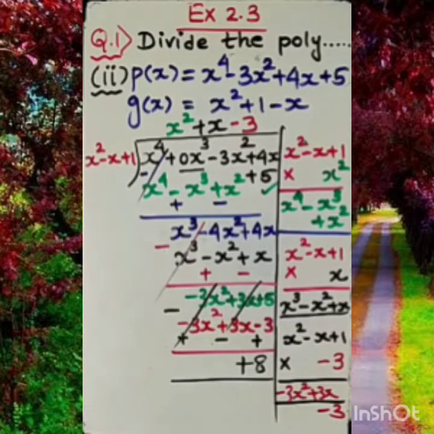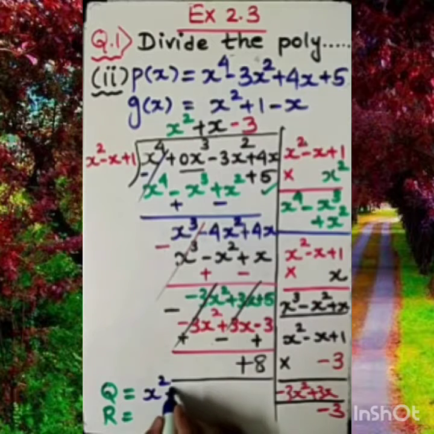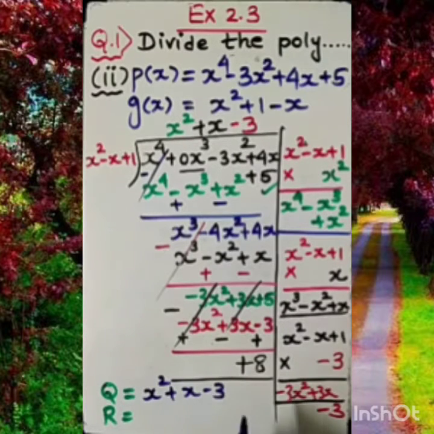Fine. So, dear student, what will be our quotient? Let me note down here. According to the quotient and remainder, I am writing here. The quotient for this will be x square plus x minus 3.